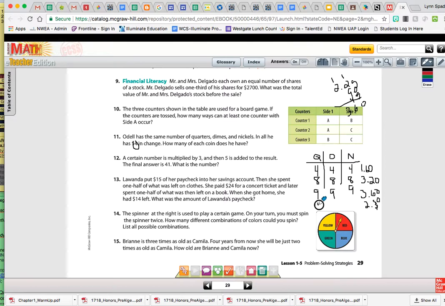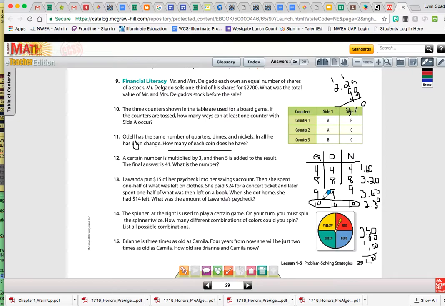So let's try 10 quarters, 10 dimes, and 10 nickels. Okay, 10 quarters would be $2.50. 10 dimes, of course, would be another dollar, and 10 nickels would be 50 cents. $2.50 plus a dollar plus 50 cents is $4. So the question asks, how many of each coin does he have? 10 of each.